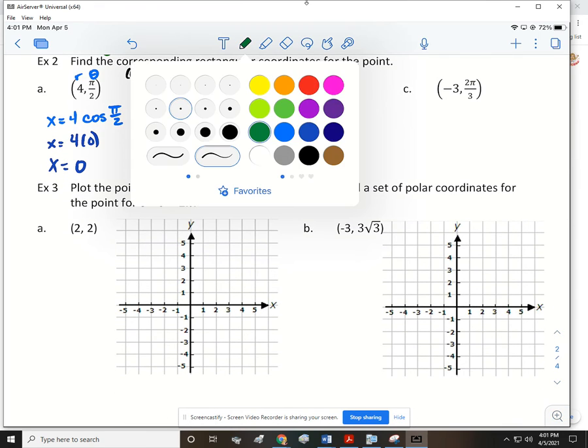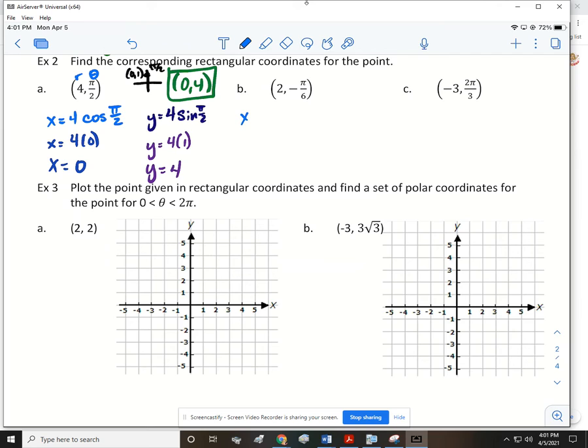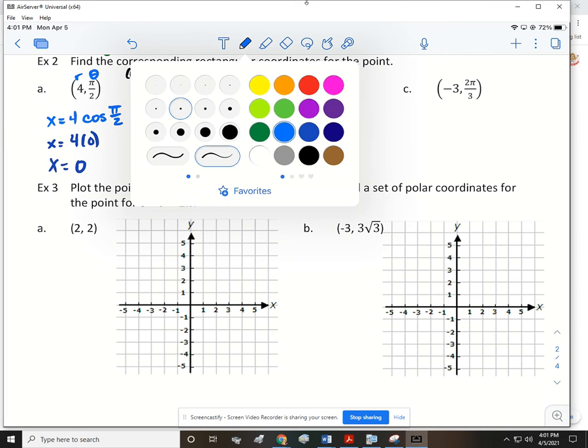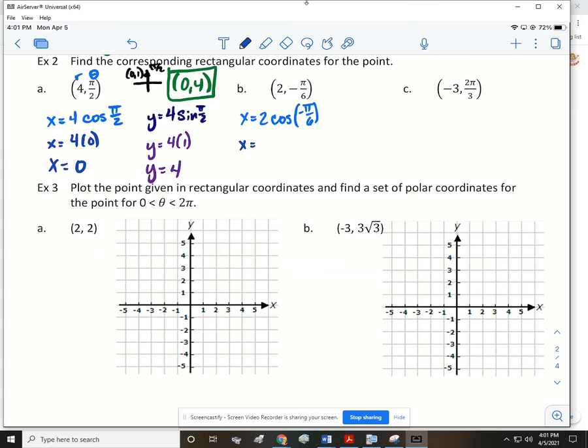All right, let's do another one. For b, x is going to be equal to r times the cosine of theta, negative pi over 6. One thing to remember about the cosine is that it's an even function. For even functions, the cosine of negative pi over 6 is going to be exactly the same as the cosine of pi over 6. To find the cosine of pi over 6, we use the pi over 6 finger, and it's the square root of the top over 2. So that x-coordinate is going to be the square root of 3.